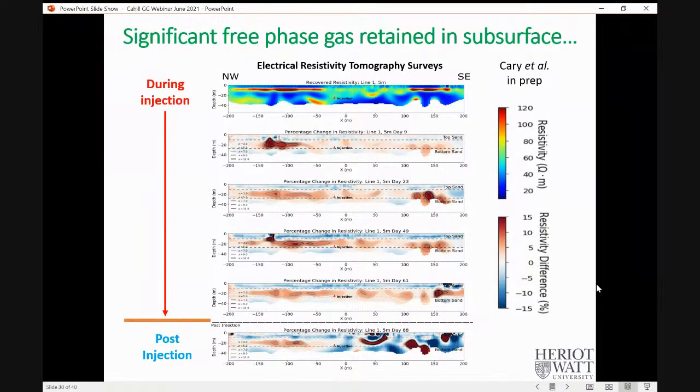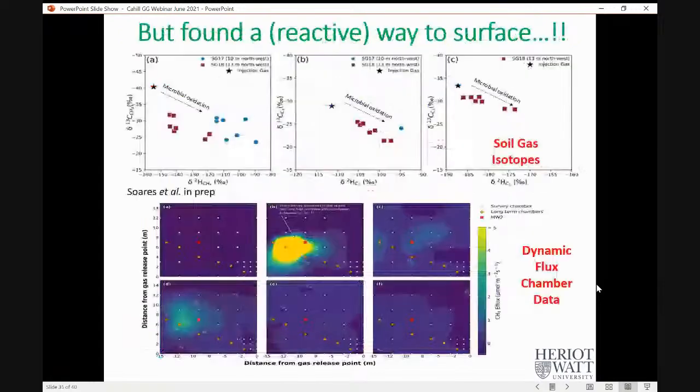The geophysics helped us track this a bit better, and what we saw there was quite big increases in resistivity across the different lines that we had set up. So obviously as gas filled the pore space and displaced the water, we were getting a lot more resistance, and so the resistivity increased. And so we could see there was quite a lot of free phase gas being retained in the subsurface, even after we stopped injecting there. But the gas found a way to the surface.